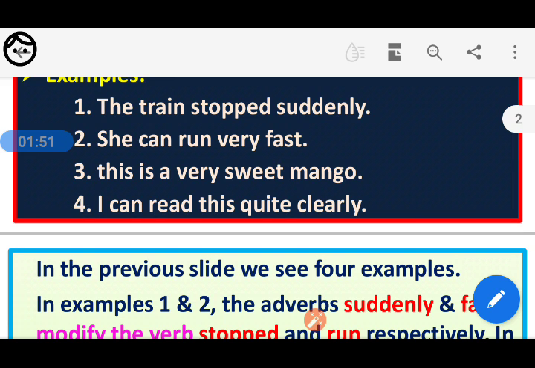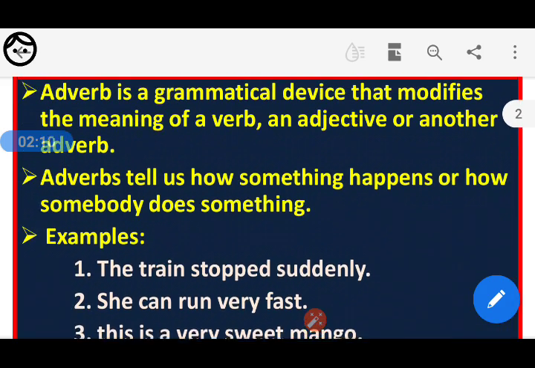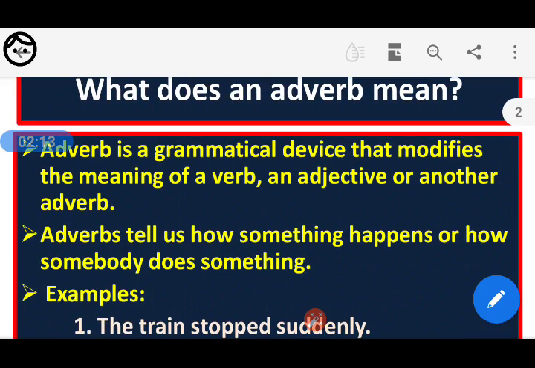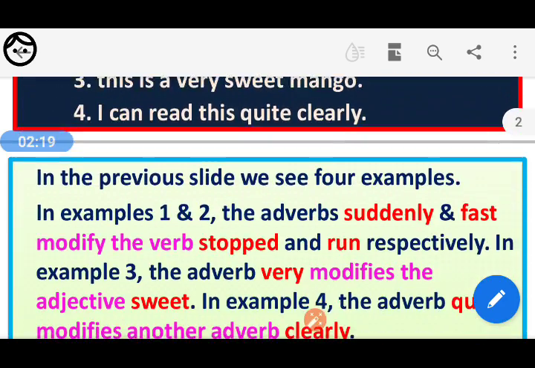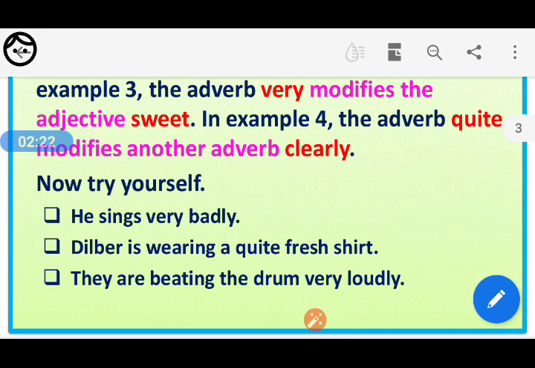And sentence number 3, this is a very sweet mango. Here sweet is an adjective and the adverb very modifies the adjective. And I can read this quite clearly. Here clearly is modified by quite. So this is an adverb modified by another adverb. So as we see here, an adverb is a grammatical device that modifies the meaning of a verb, an adjective or another adverb. So now you can do it yourself.